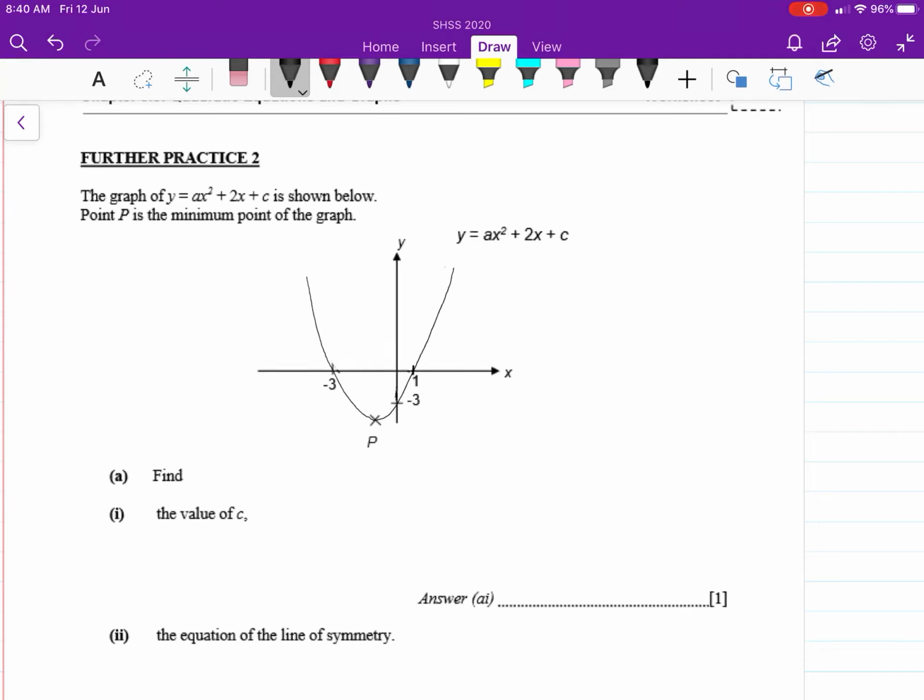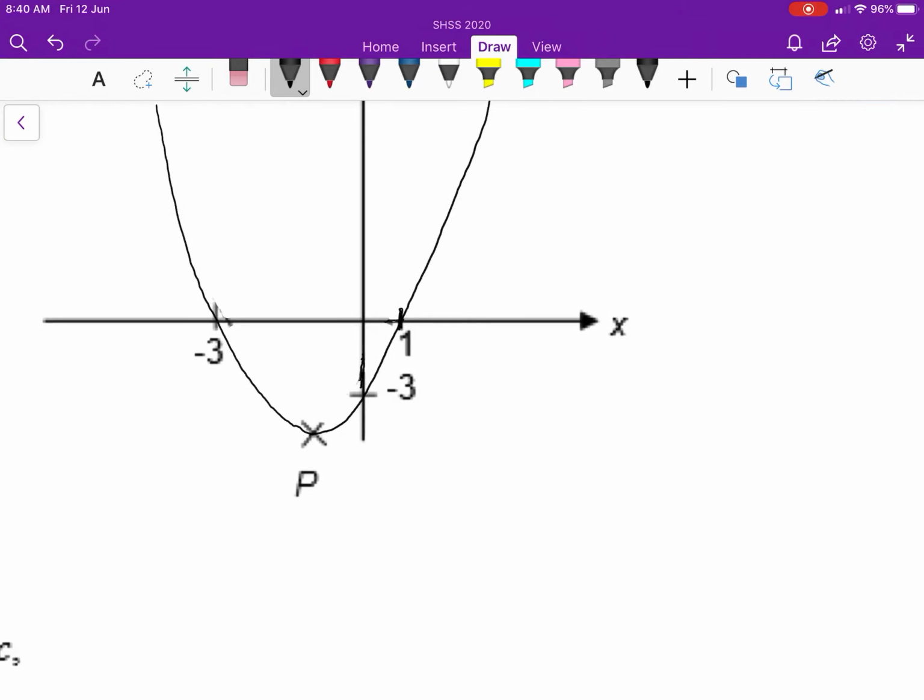Let's read the question. The graph of y equals ax squared plus 2x plus c is shown below. Point P is the minimum point on the graph. Find the value of c. We can first write the coordinates of this first. Now, the coordinates of this is 0, minus 3. The coordinates of this is 1, 0. The coordinates of this is minus 3, 0.